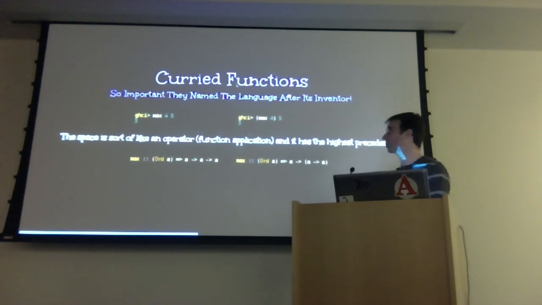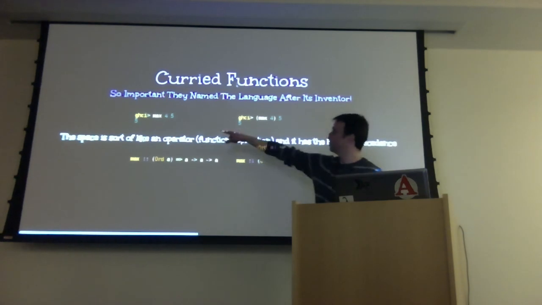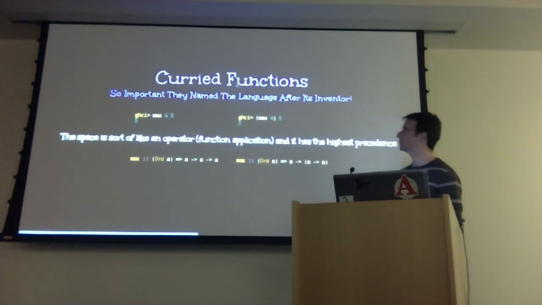So this is called currying. You could write max 4 5, which is the same as writing (max 4) 5. This creates a function, obviously a function, partially applied, and then you apply 5 to it.